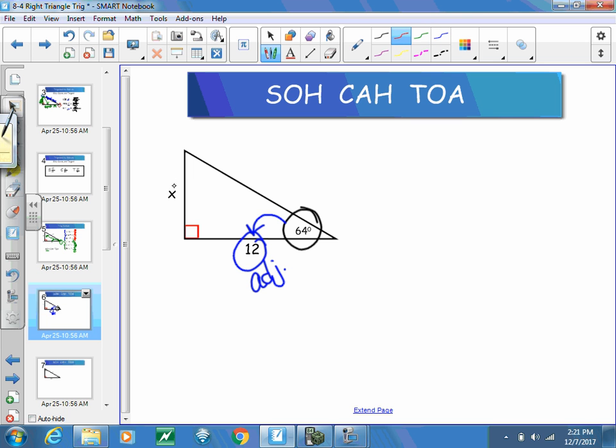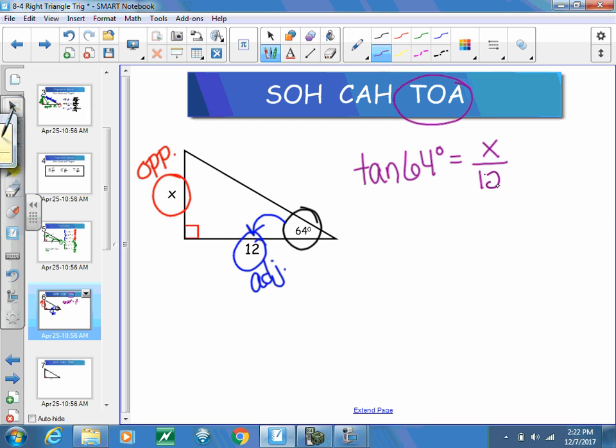And the side that we're trying to find over here is the opposite side. So if I look up at SOH CAH TOA, looking at whether it's sine, cosine, or tangent, and which of those works with the adjacent and opposite, the adjacent and opposite is working with tangent. So I can set this up as the tangent of 64 degrees is equal to the opposite side of x over the adjacent side, which is 12.